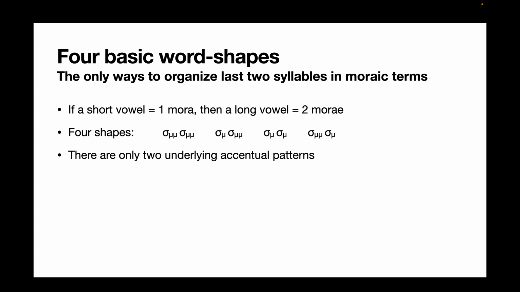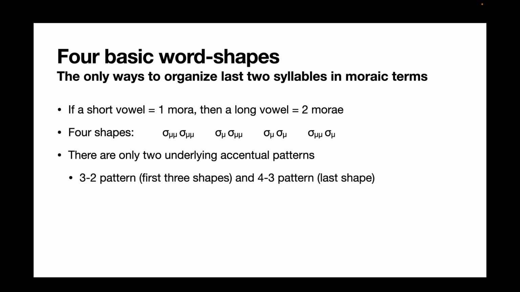There are really only two underlying accentual patterns here, believe it or not. And I know that this is never represented this way, but this is true, believe it or not. The three shapes on the left there, long long, short long, and short short, have what I'm going to call a 3-2 pattern. And the last one, and only the last one, has a 4-3 pattern.